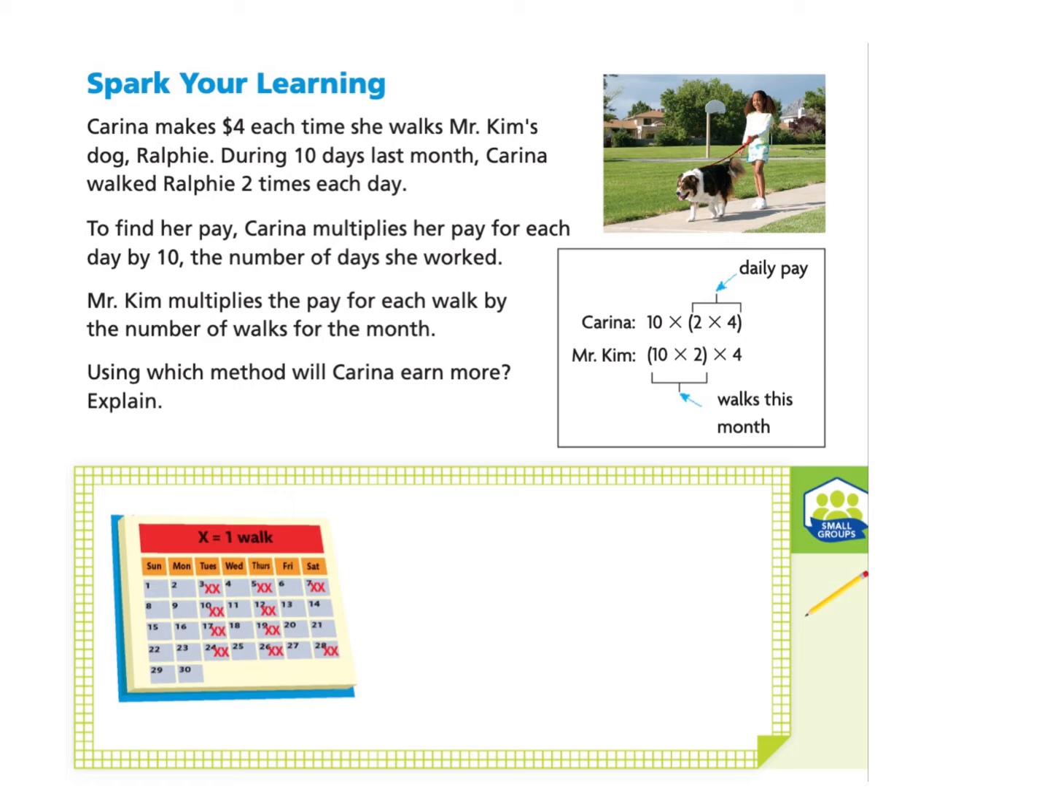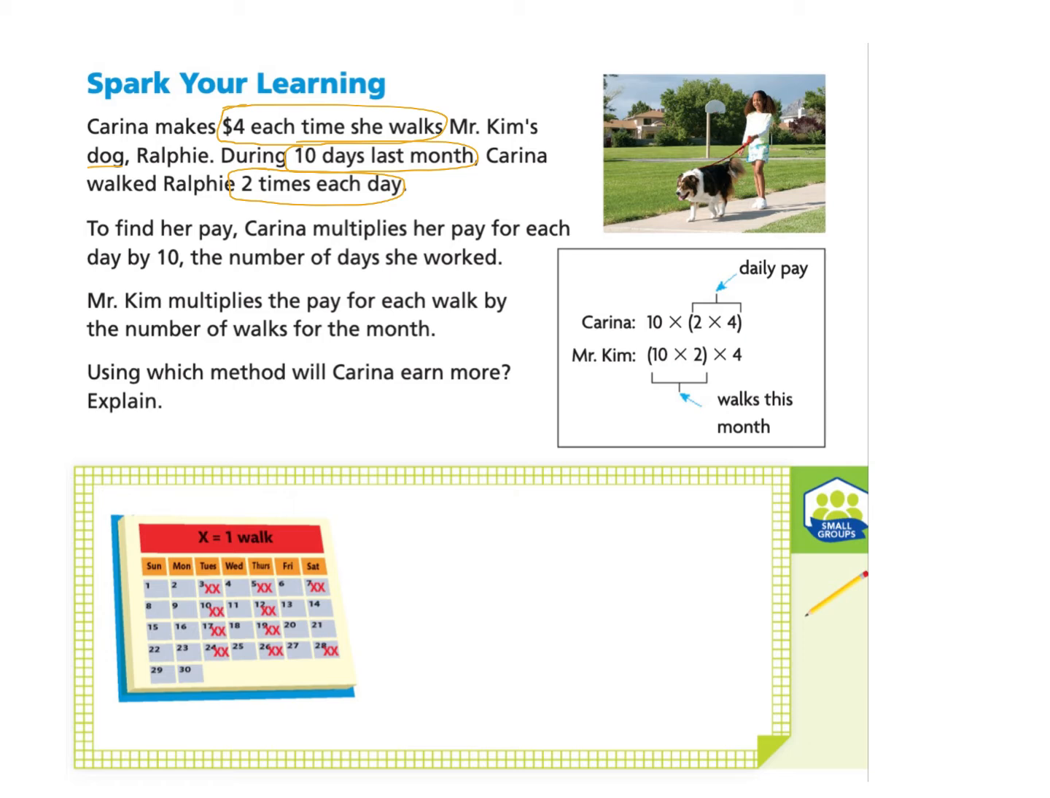Karina makes $4 each time she walks Mr. Kim's dog, Ralphie, that's his name. During 10 days last month, Karina walked Ralphie 2 times each day. So she made $4 every time she walked Ralphie, the dog, and she walked him 10 days last month, and she walked him 2 times each day. So it wasn't just one time, it was 2 times each day.